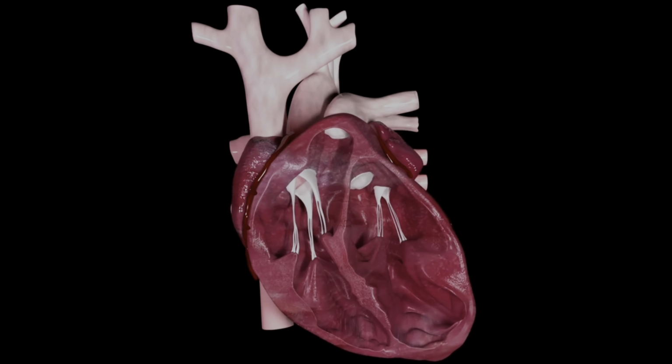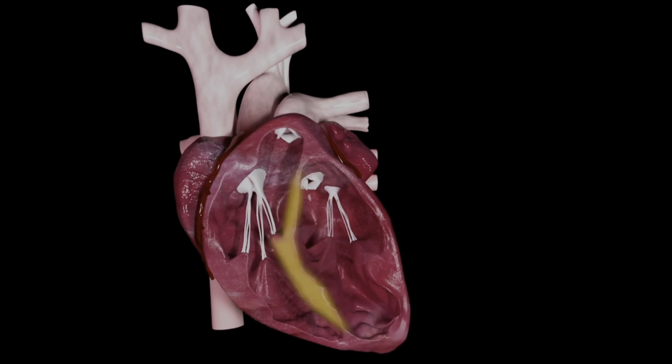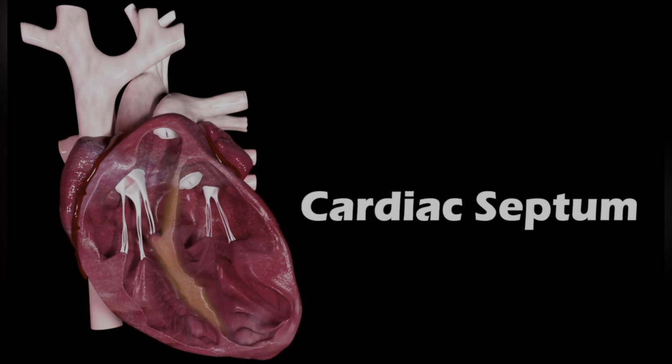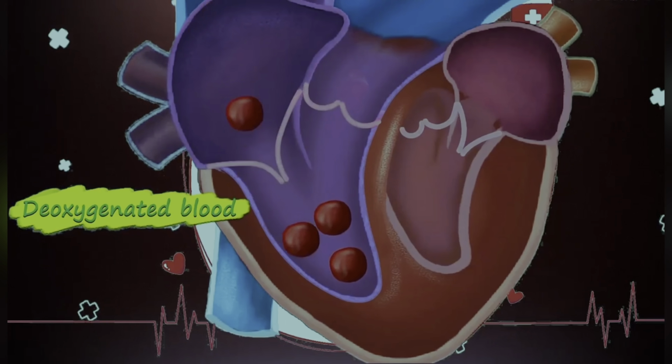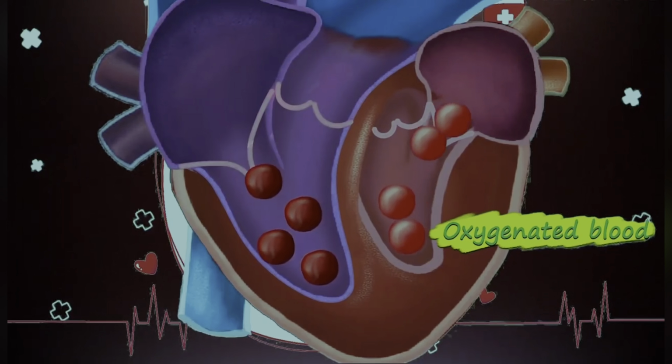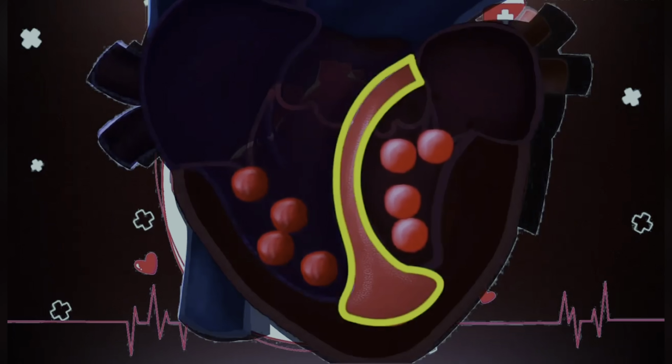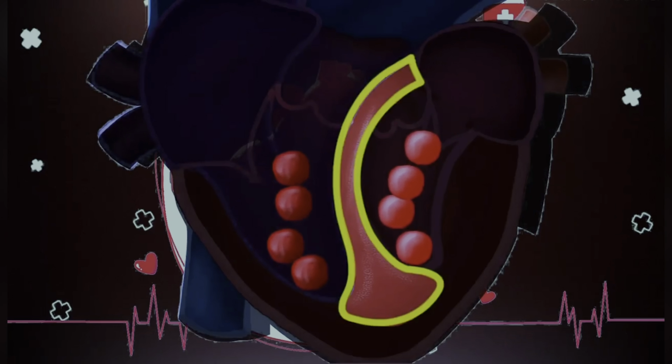Our heart is divided into left and right sides through a septum. This is called the cardiac septum. The heart's right side contains deoxygenated blood, while the left side contains oxygenated blood. The cardiac septum prevents the mixing of oxygenated and deoxygenated blood.